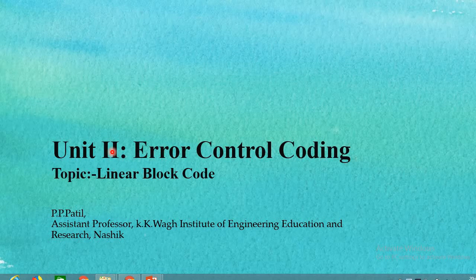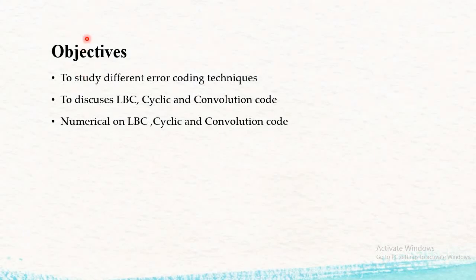In this lecture we are going to discuss Unit 2, that is error control coding. So we begin with the first topic, that is linear block code. Objective of this unit: to study different coding techniques that are used in communication, to discuss three major coding techniques, that is LBC, cyclic and convolution code, and then we are going to solve some numericals based on LBC, cyclic code and convolution code.